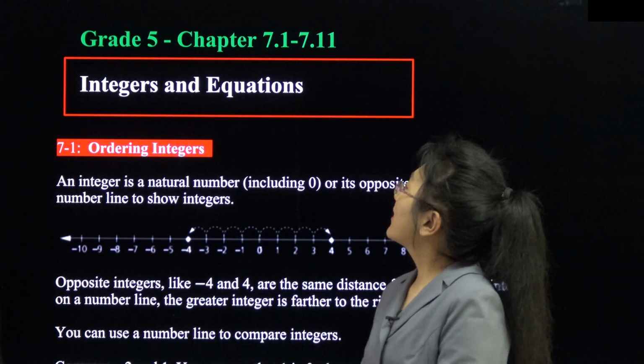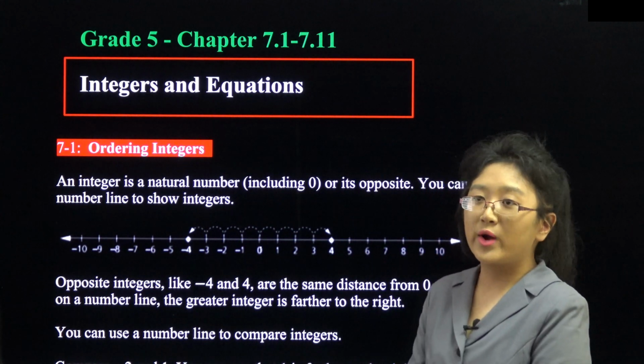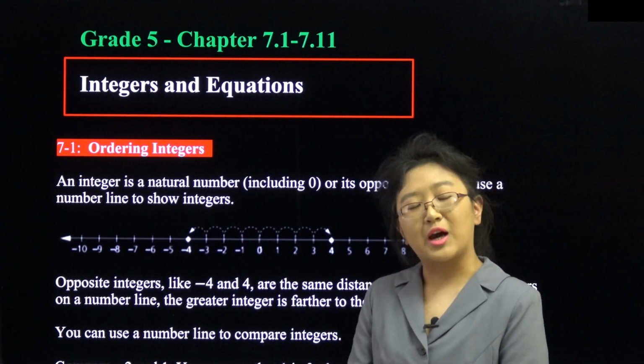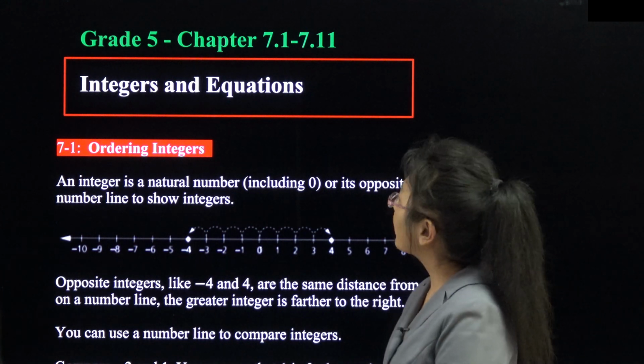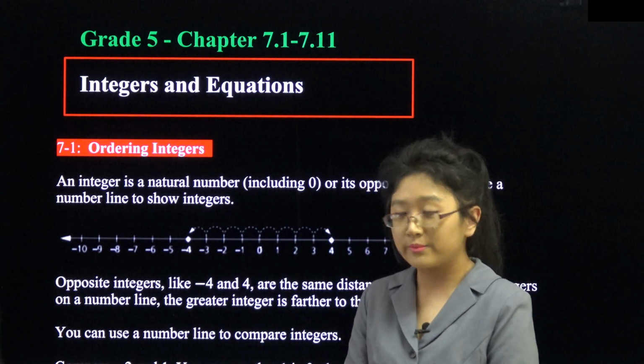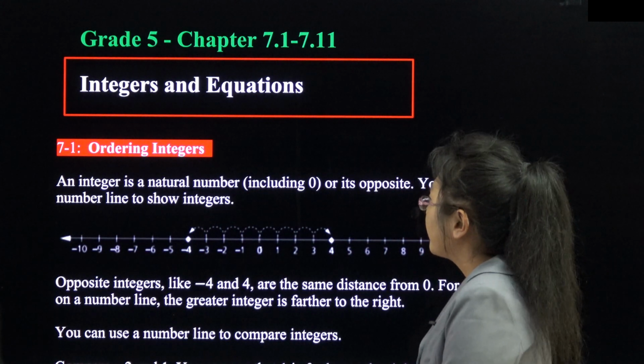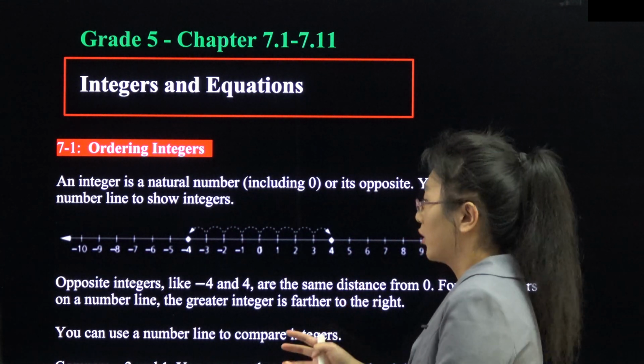Grade 5s. This is chapter 7, Integers and Equations. We went over some basic information about equations in chapter 1, and we went over some basic information about integers in chapter 2. But now we're going to go slightly more in depth, such as section 1, ordering integers.